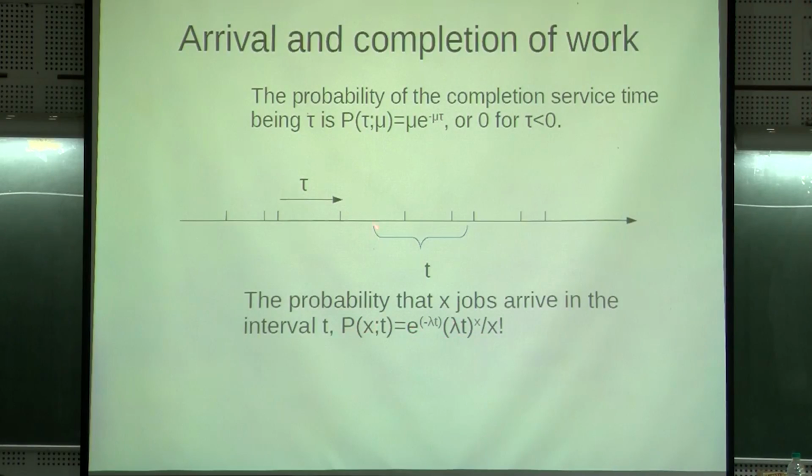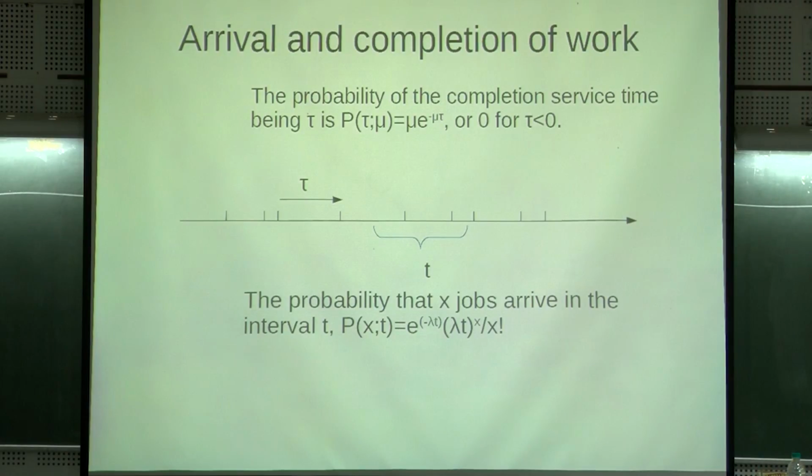If we put x equal to 0, so if I ask what is the probability that no jobs arrive in this interval t, then the x equal to 0 makes this 1. 0 factorial is 1, right? So these things disappear, and you're just left with e to the minus lambda t. The probability that no jobs arrive in a time interval t with a rate lambda is e to the minus lambda t.